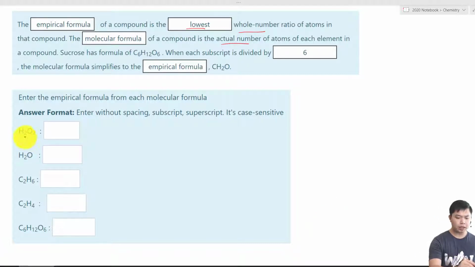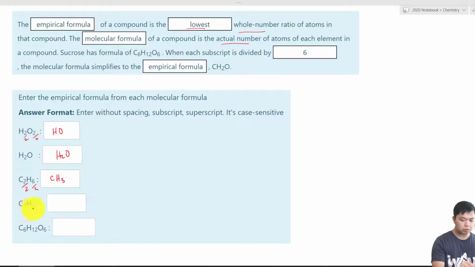Here we have H2O2. They all can be divided by 2, right? So therefore, we have the empirical formula of HO. And for water, we cannot do any division because 2 and 1 don't go together, so we have H2O. And for this one, C2H6, we can divide both by 2, and therefore, we have CH3.